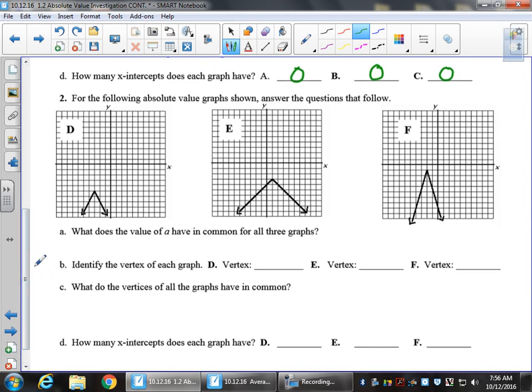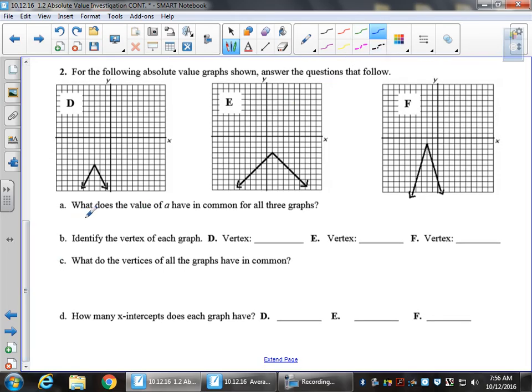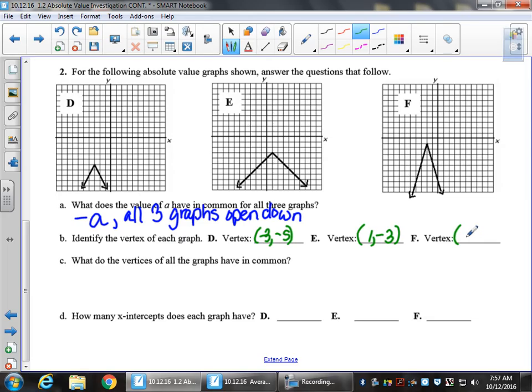So let's use this same investigative process on number 2. Take a second. What does the value of A have in common for all of these three graphs? Negative A. How do you know that? Good. All three graphs open down. Vertex for graph D. Let's do D, E, F. I'll give you a minute on your own. Get those ordered pairs. Graph D, the vertex: negative 3, negative 5. Graph E: 1, negative 3. Graph F: negative 2, negative 1.